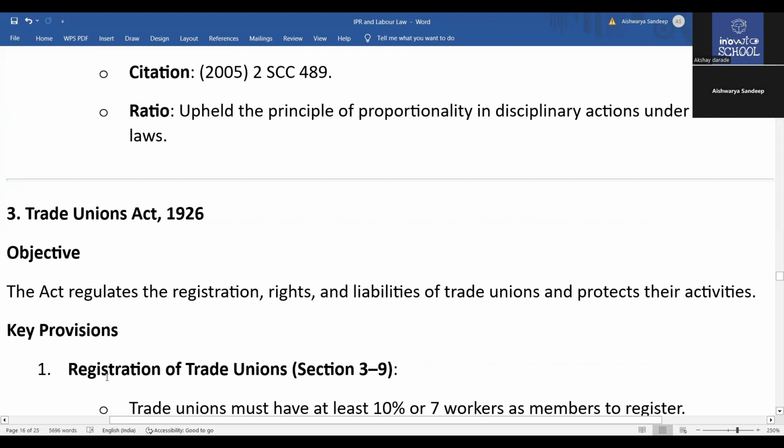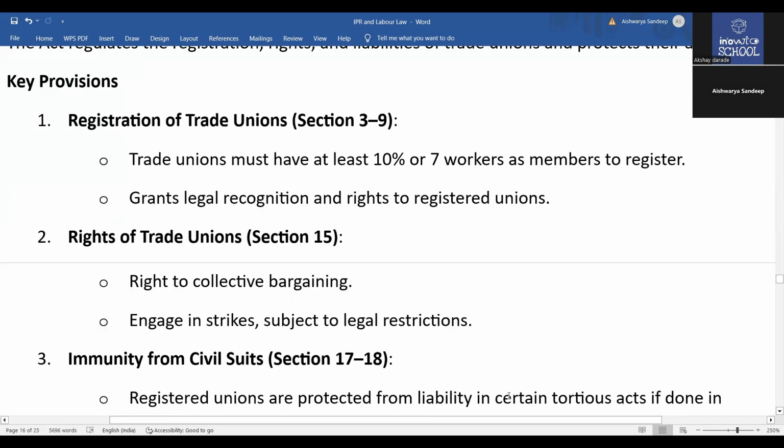Then comes your Trade Unions Act in 1926. So there is this concept in law called collective bargaining. Collective bargaining means all the individuals come together and they are challenging or asking for one particular relief. So on the basis of collective bargaining, you have your trade unions which are set up. Your trade unions are a part of collective bargaining.